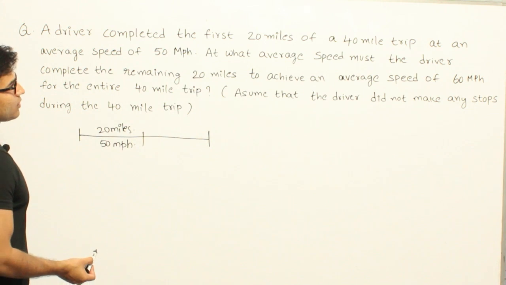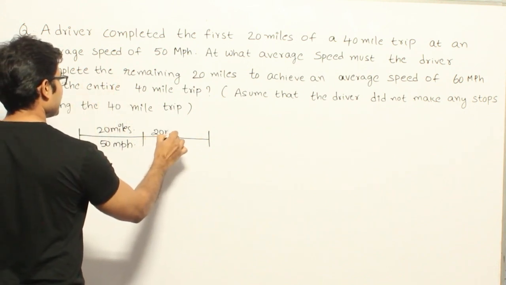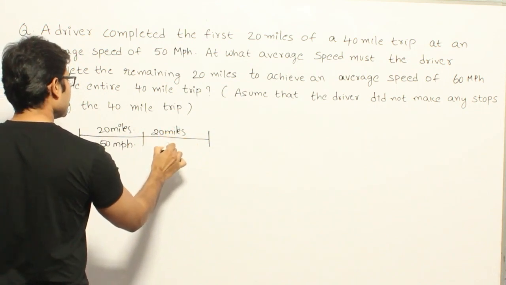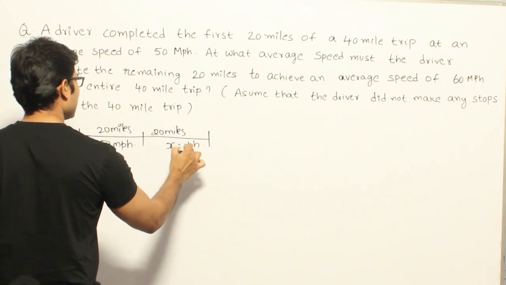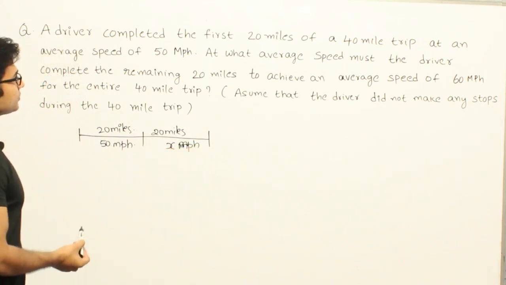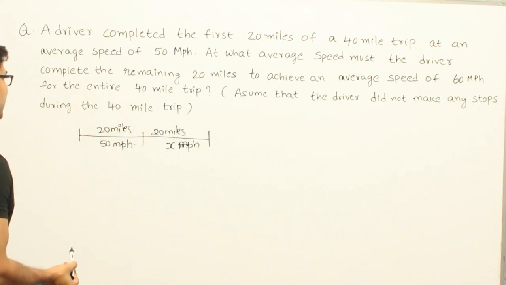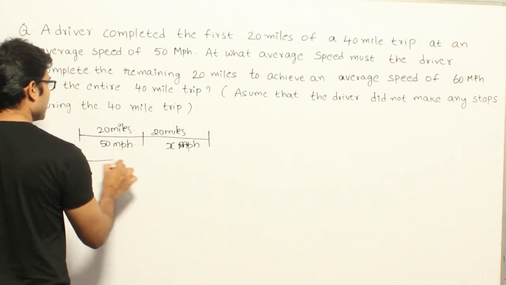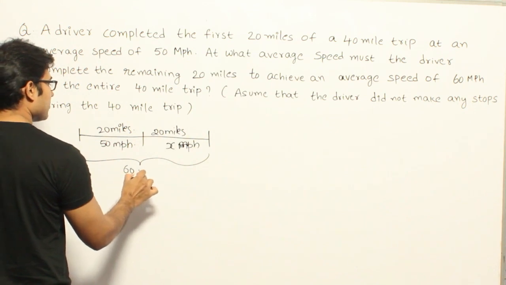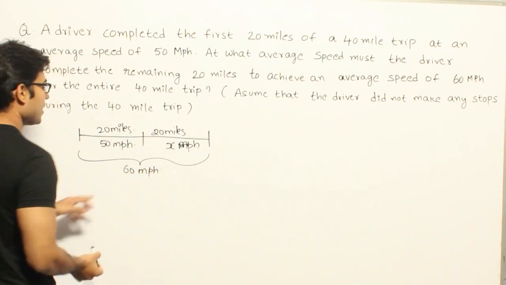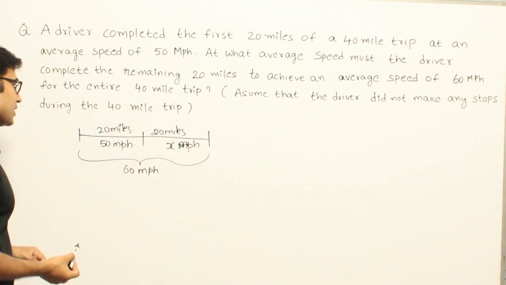And then at what average speed must the driver complete the remaining 20 miles, which means for the remaining 20 miles what should be the speed? We don't know the speed. Let us assume that it is x miles per hour. Now, to achieve an average speed of 60 miles per hour for the entire 40-mile trip, what should be the average speed for this part? That is the question which is asked, right?